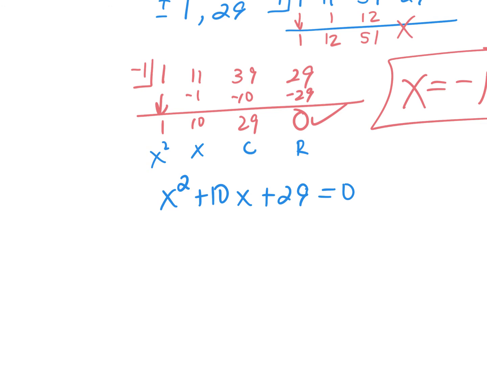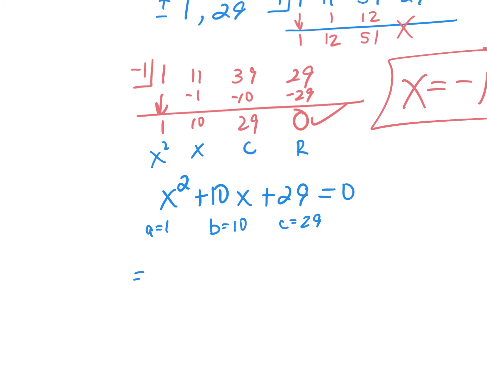Are there factors of 29 that'll multiply to give me 29 but add to give me 10? Oh, so what do we have to do? Quadratic formula. A equals 1, B equals 10, C equals 29. Could you repeat the synthetic division? Instead of doing quadratic formula, could you do synthetic division?